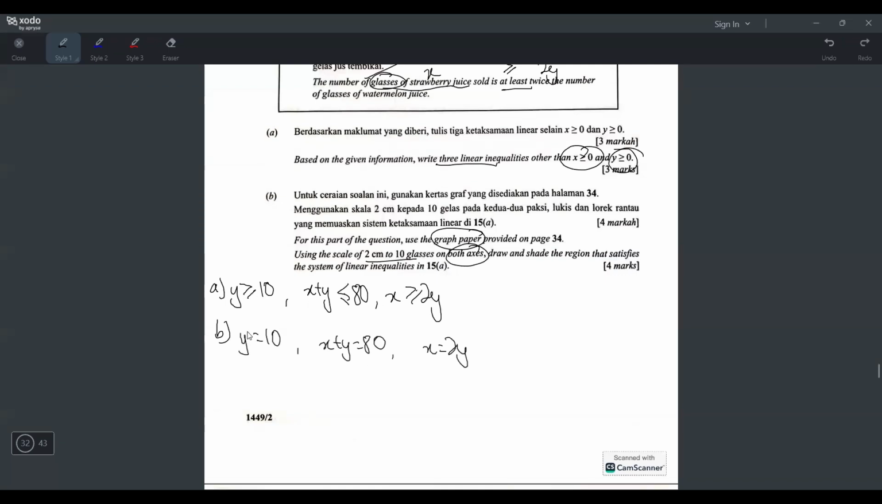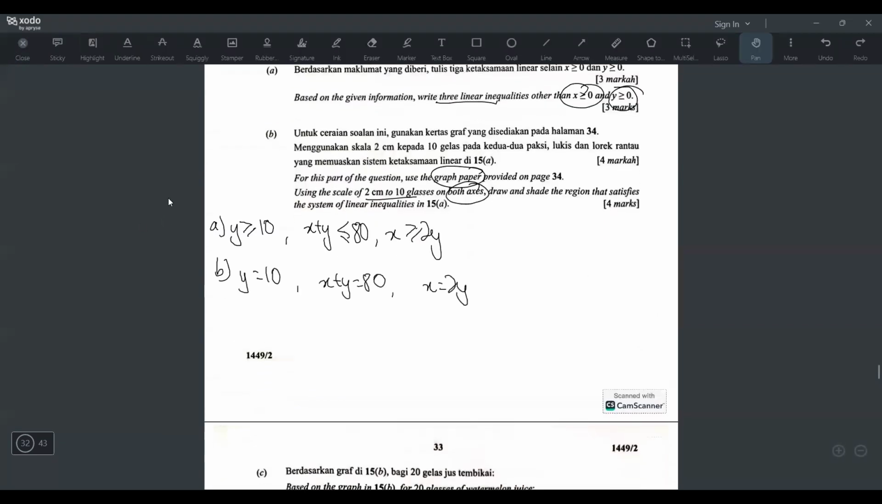Why I have to change to equal? Because we want the equation of the line, right? Yeah, the inequality is when we want to do the shaded region. Okay, inequality ni dia menggambarkan kawasan. Kalau you nak garisan dia, you kena tukar jadi equal dulu, right? So sekarang I want to do the garisan. So for now, I will change to equal first.